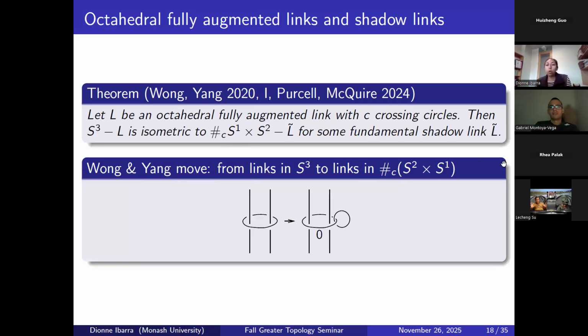Okay, so first I just want to show Wang and Yang's argument. Well, not really the argument, but the move that they use in their argument. This is actually a really nice move, where you can go diagrammatically from fully augmented links to links in the connected sums of S2 cross S1. Anytime you see a crossing circle, you can change it into an unknot with zero coefficient, where you add a little unknot at the end that's connected as such to the unknot with the zero coefficient.